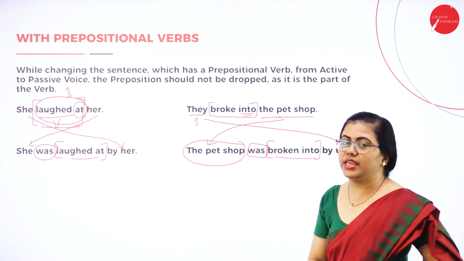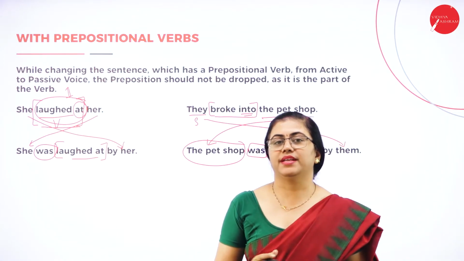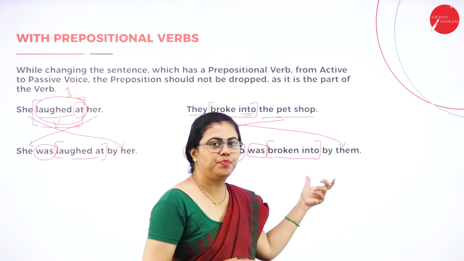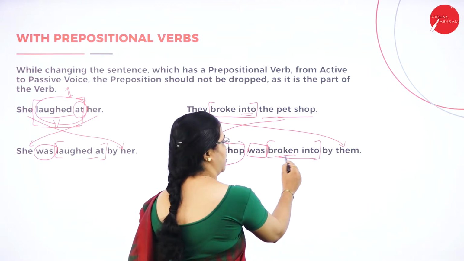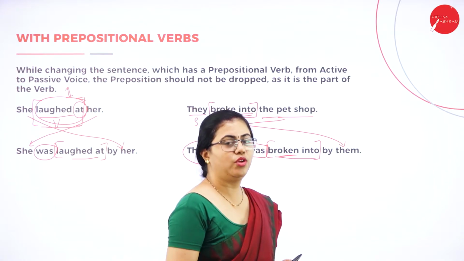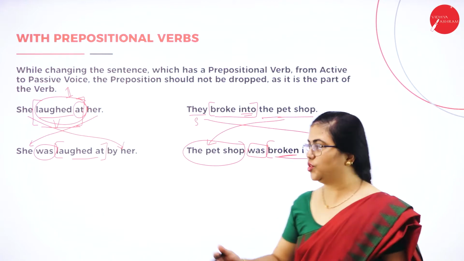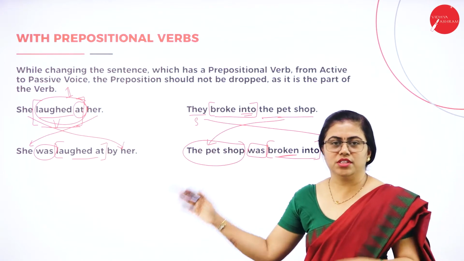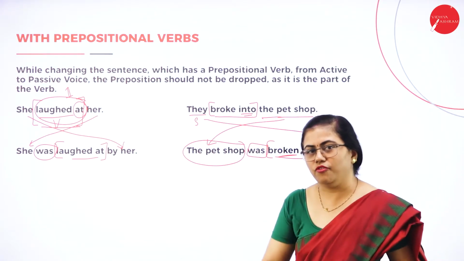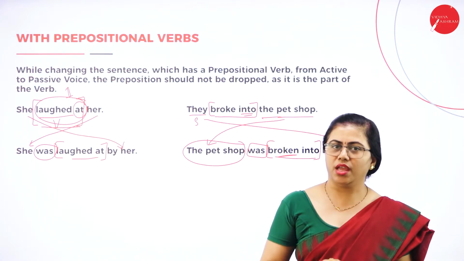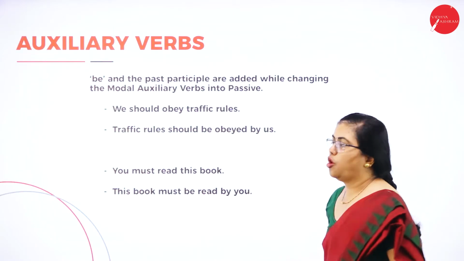This is actually very easy, changing sentences from active to passive which contain prepositional verbs, because you need not make much of changes over here. You need not concentrate on the verb, and you need not follow all the tense rules. So not much of a headache. Whenever you have prepositional verbs, it is very easy to change the sentences from active to passive. Now let us go to the auxiliary verbs.